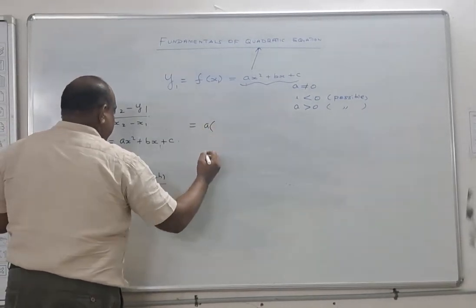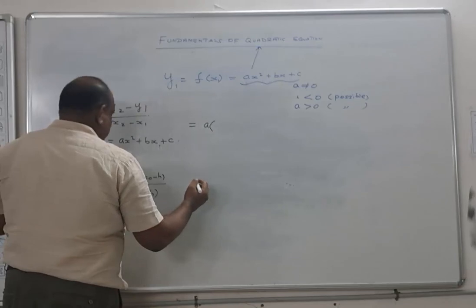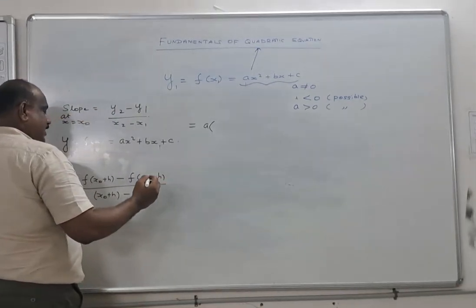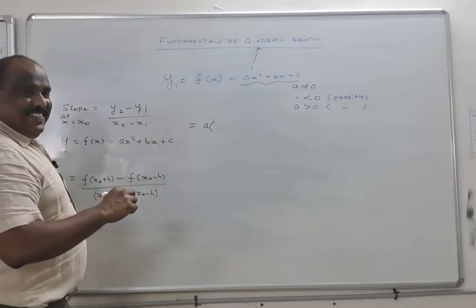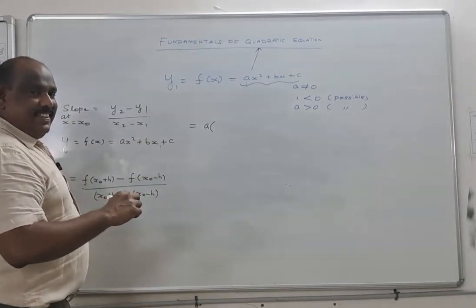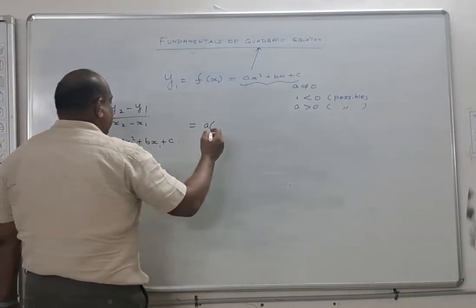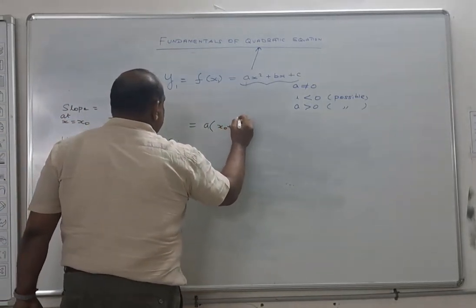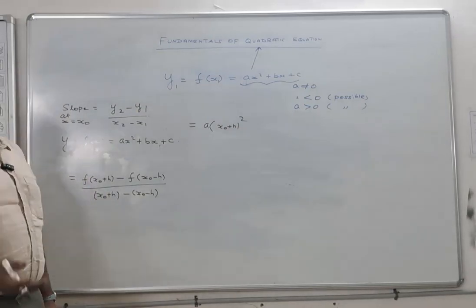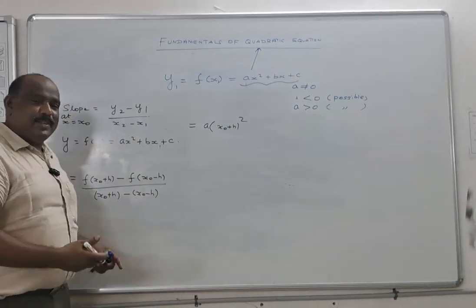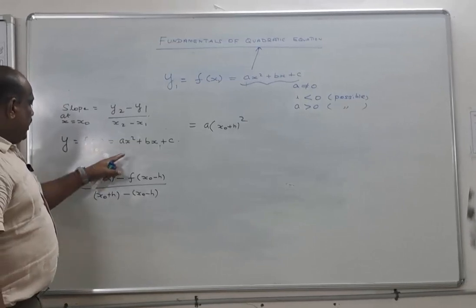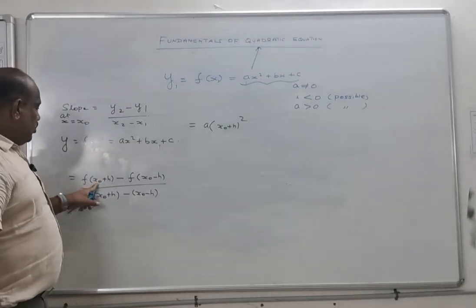A into... No, there is one big mistake. Yeah, you tell me. X naught squared. Instead of that, we can put it like this. Wherever x is there, you replace with what? X naught plus h whole square. Then in the next step, we'll expand. Since you are brilliant, you are telling the same step, but everybody cannot understand. So, wherever x is there, you try to replace with what?